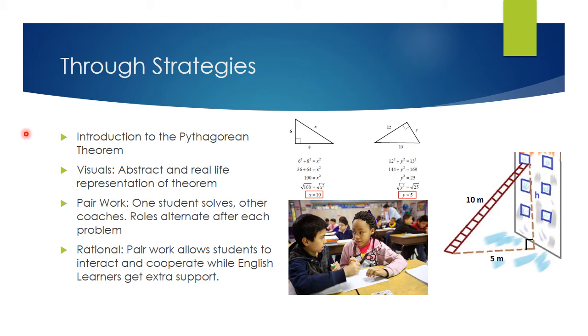The 3 strategies for this lesson will begin with the introduction to the Pythagorean theorem, which is a squared plus b squared equal to c squared. They'll be given examples of how the Pythagorean theorem works, as well as visuals for the English language learners. They'll begin with abstract visuals, as we've seen here, of how to solve with the Pythagorean theorem, and move on to real-life representations with the ladder and building as an example here. Once we have completed all examples, the students will begin guided work, which will be a handout.